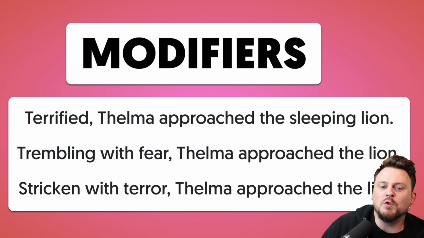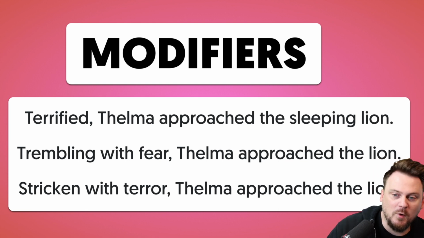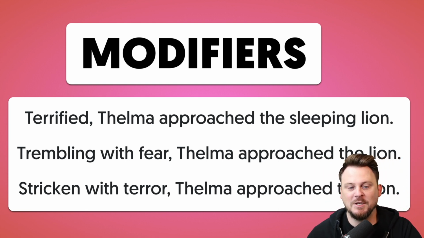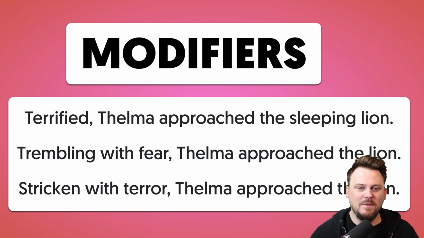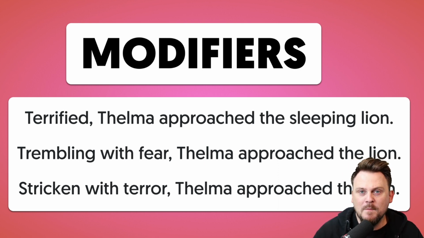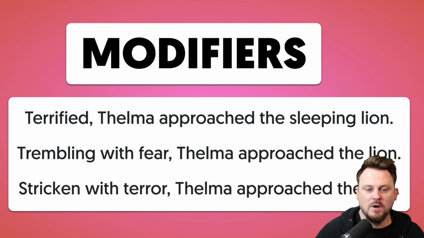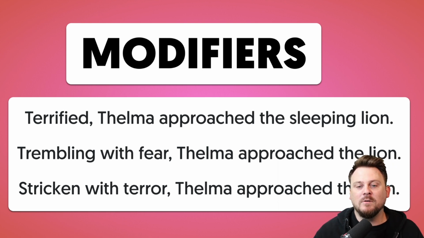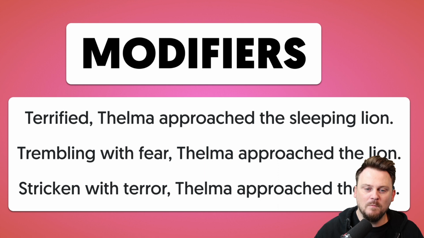Okay. Stricken with terror, Thelma approached the lion. Stricken with terror. Again, it's the same thing. The feeling is different because trembling is a feeling of doing it now, and stricken with fear is just her state, her condition as she approaches the lion, right? But this is also a participle here telling me about, okay, Thelma, and it's modifying it. So, okay, so this is a modifier, this is a modifier, and this is a modifier modifying Thelma. Okay, so now we understand that.